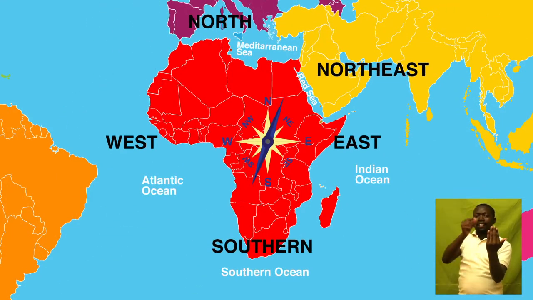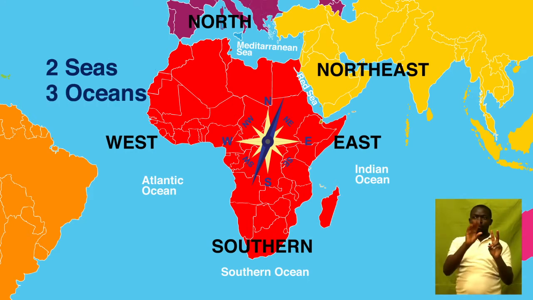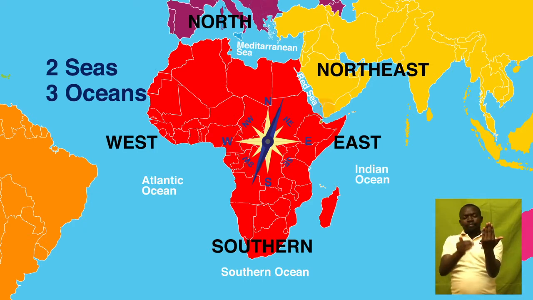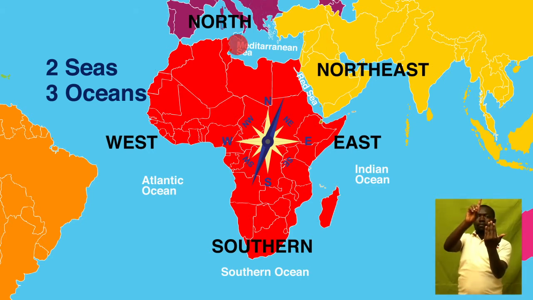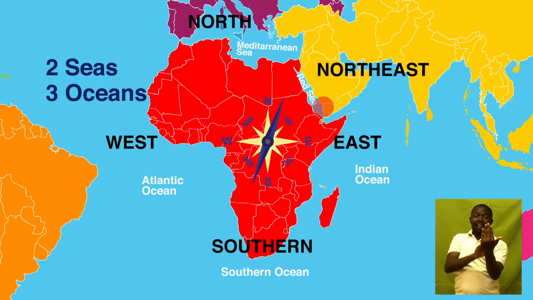So now we know the water bodies that surround Africa. Can we remind ourselves? We have 2 seas and 3 oceans. Let's remind ourselves about the seas. What are the seas? Yes, we have one sea called the Red Sea. Can we touch the Red Sea? The Red Sea. It is separating Africa from Asia, right? That is very good. Then we have the Mediterranean Sea. This sea separates Africa from Europe. So those are our 2 seas, the Red Sea and the Mediterranean Sea.